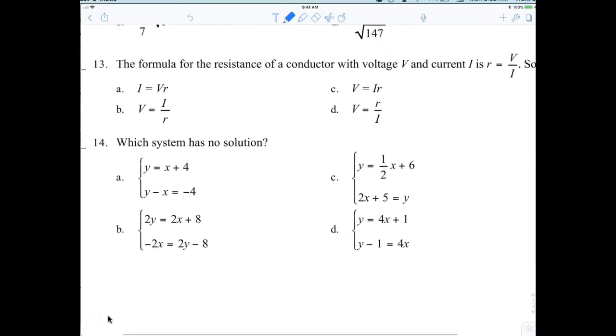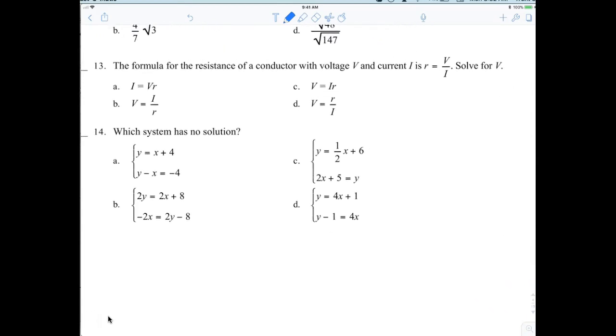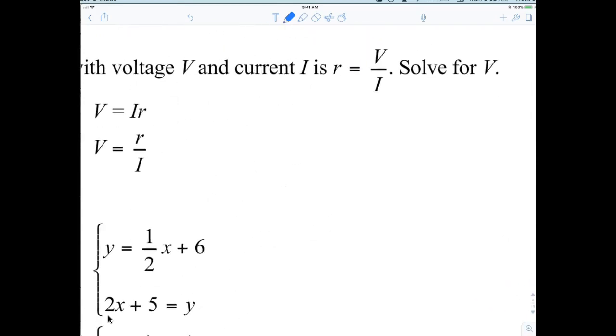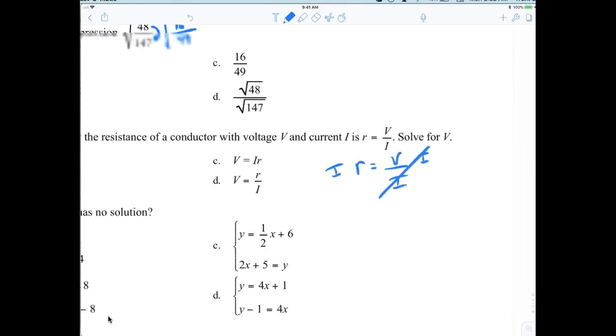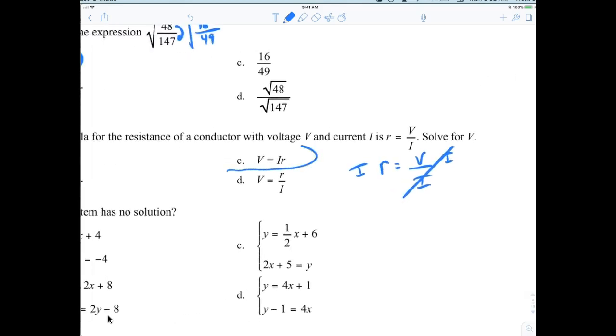All right. Solve for V. All right. So if we have R is equal to V divided by I, we're just getting rid of the I by multiplying both sides by what? I. So V is equal to I times R.